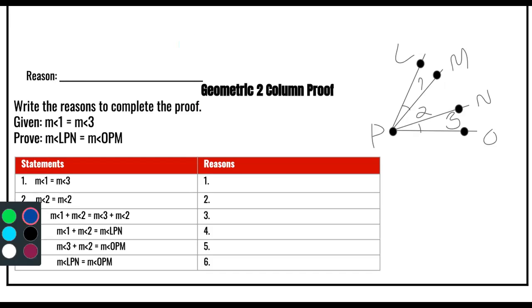We're given the measure of angle 1 is equal to the measure of angle 3. Just making that stick out in my picture here. Measure of angle 1 equals measure of angle 3. That is given. That's always your first reason every single time.